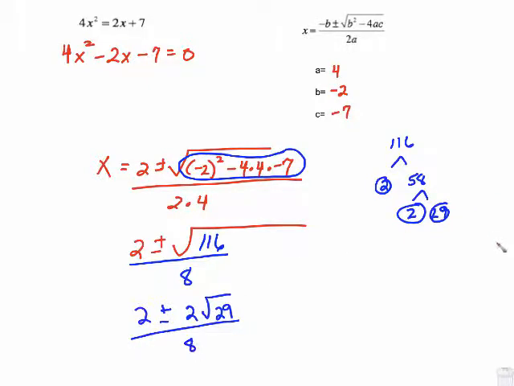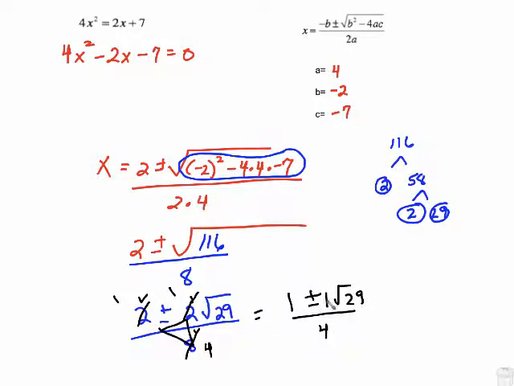Now from here, there's something I call the triangle trick. We have to do some simplifying because this number and this number all have a common factor of 2. Here's my triangle, that's why I call it the triangle trick. I need to factor a 2 out of each of those. So 2 goes into 2 once, 2 goes into 2 once, 2 goes into 8 4 times, which gives me 1 plus or minus 1 times the square root of 29 over 4.